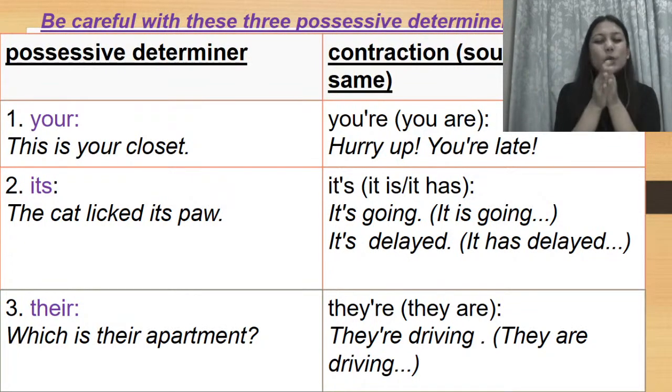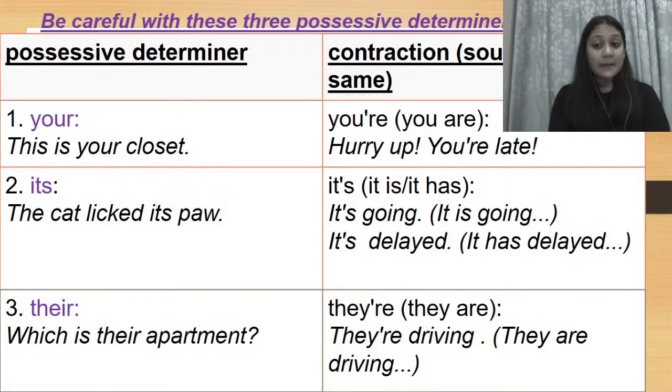I mean, we can squeeze them. Let's just check out how we can do it. For example, the possessive determiner is "your." For example, this is your closet. You understand what a closet is? It is an almirah, a cupboard, right? Okay, so this is your closet.